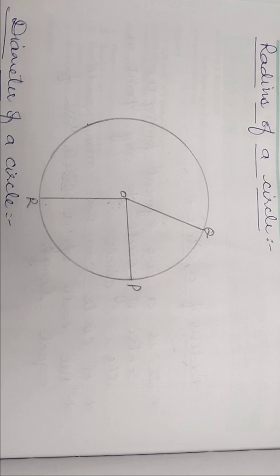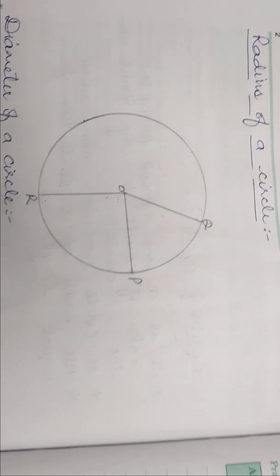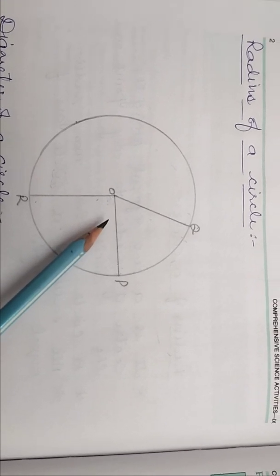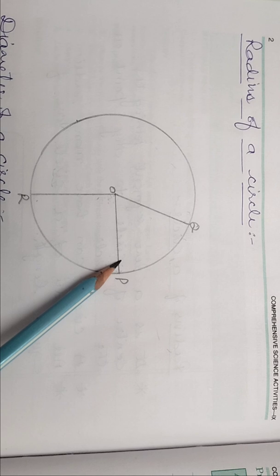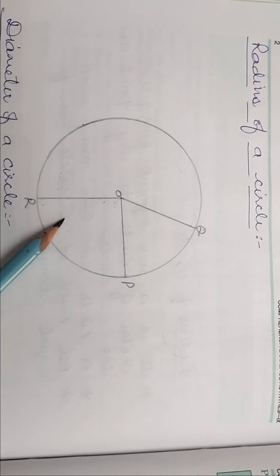A circle can have many radii, and if we measure them, we will find that radii of a circle are of equal length. OP will be equal to OQ and that will be equal to OR.